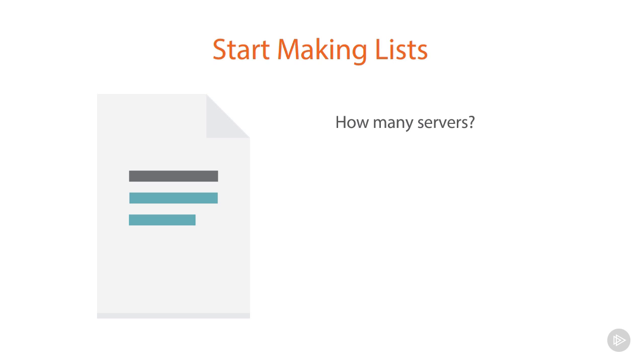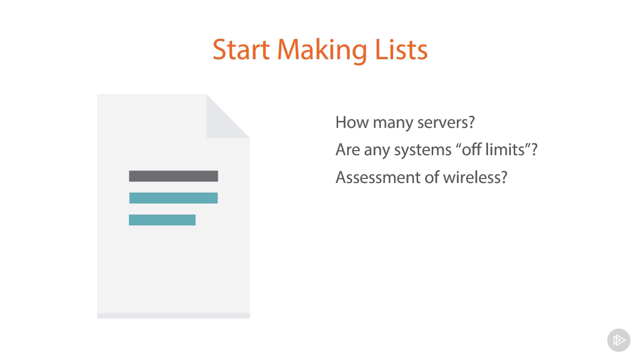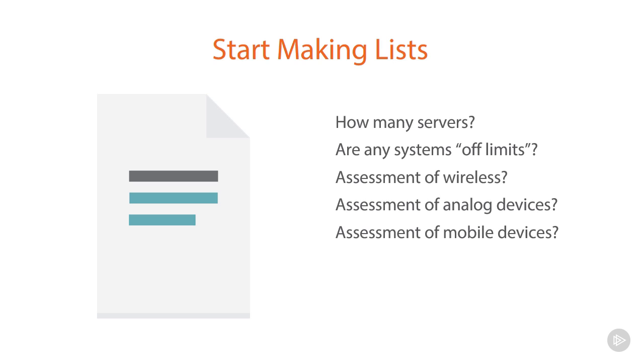And if so, how many of each type? We've talked about making sure that are there any systems that are off limits? Make sure you can identify those. Does the customer require an assessment of wireless networks or their analog systems as well as their mobile devices, especially if the organization deploys a mobile workforce?